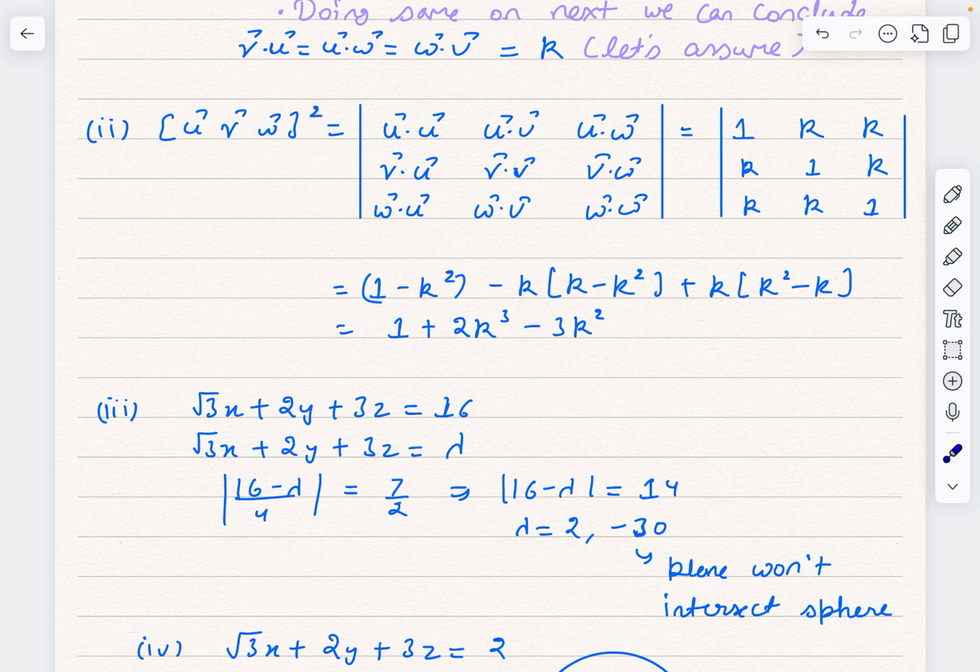So we got two planes, but you will see that the value lambda minus 30 will have to be neglected because this plane won't intersect the sphere. Which sphere am I talking about? We'll discuss next.